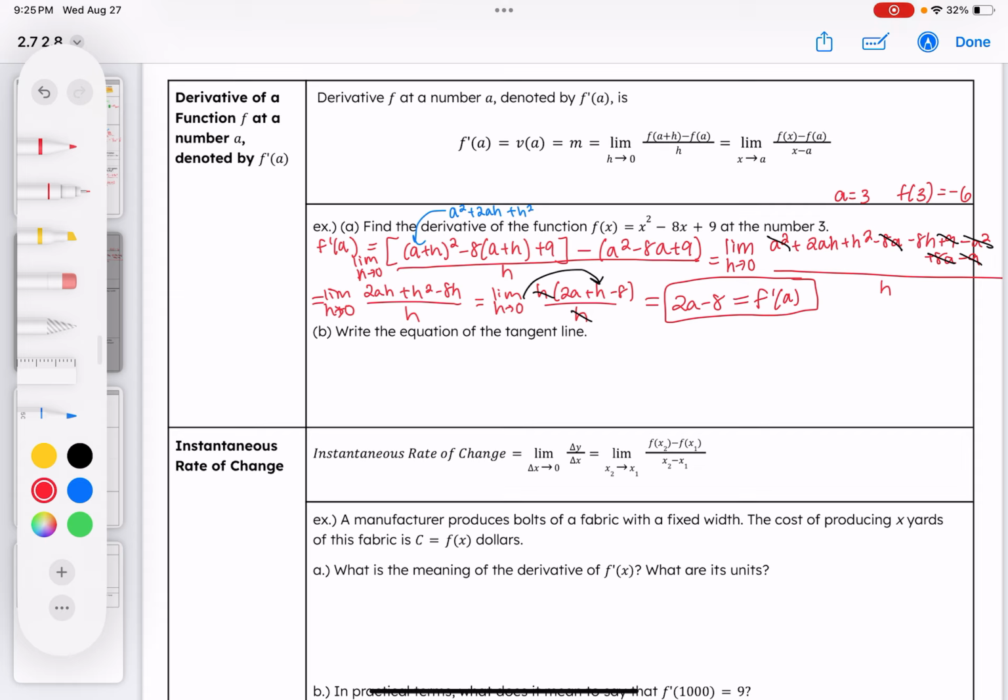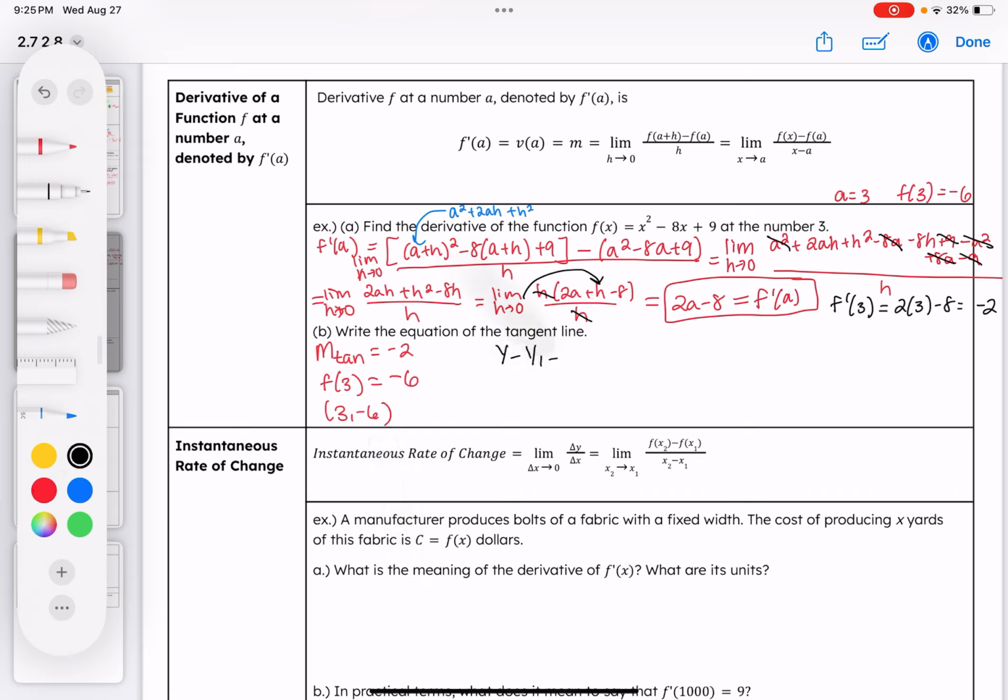Okay, we also need to plug in our 3 to figure out what your derivative is equal to at 3. So I have 2 times 3 minus 8. 6 minus 8 means -2. The derivative of your function is the slope of your tangent line. So m tangent in this case is -2. We said that f of 3 for your point is -6. You could also write that as (3, -6) if that helps.